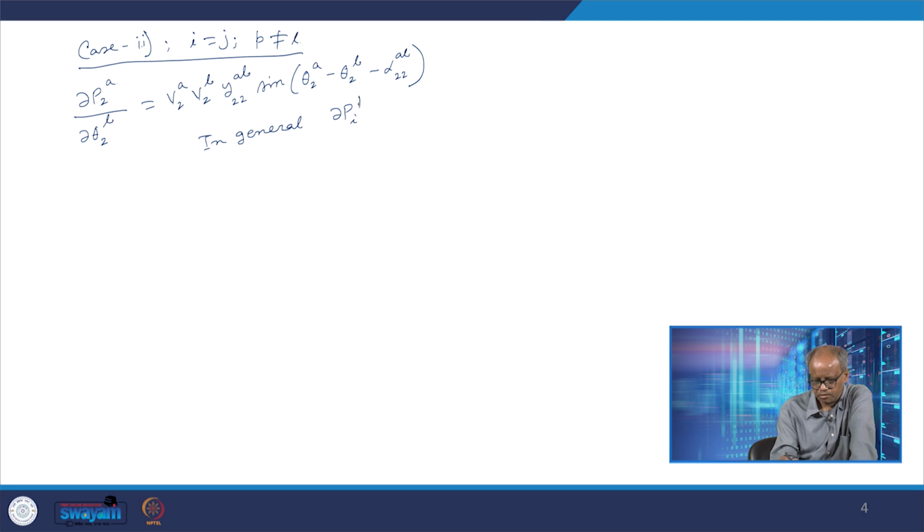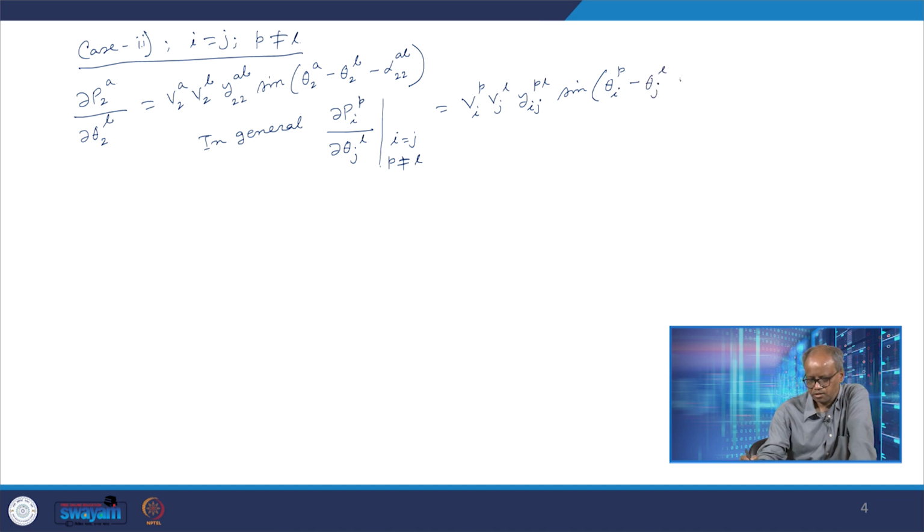del PIP by del theta JL, under the condition I is equal to J and P is not equal to L, there will be only one term, that would be given by VIP, VJL, YIJPL, sine of theta IP minus theta JL minus alpha IJPL. So that would be the case, VIP VJL YIJPL sine theta IP minus theta JL minus alpha IJPL, right. So this is the case in case 3.